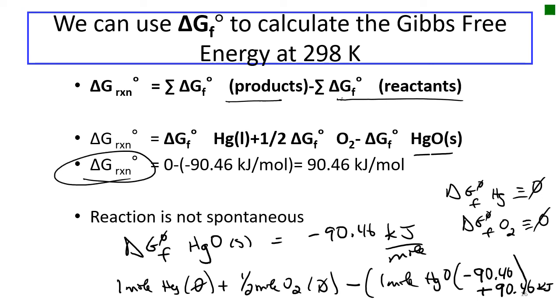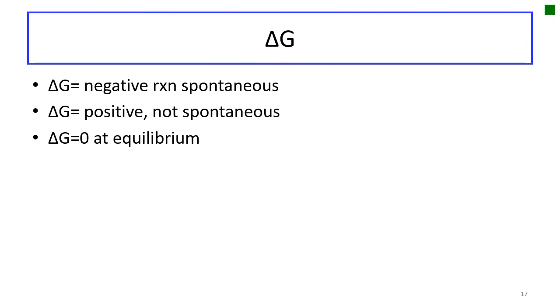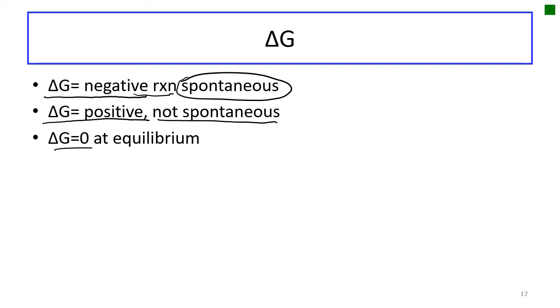Our delta G for this reaction is positive, so the reaction is not spontaneous. So again, if we calculate delta G and it's negative, the reaction is spontaneous. If delta G is positive, the reaction is not spontaneous, and we'll deal with delta G equal to 0 as we go along.